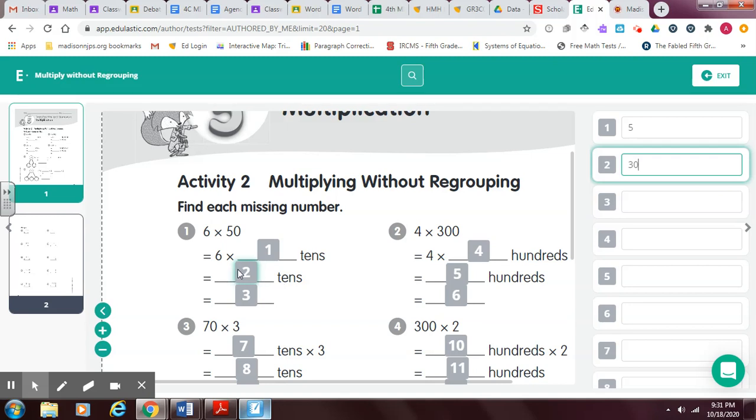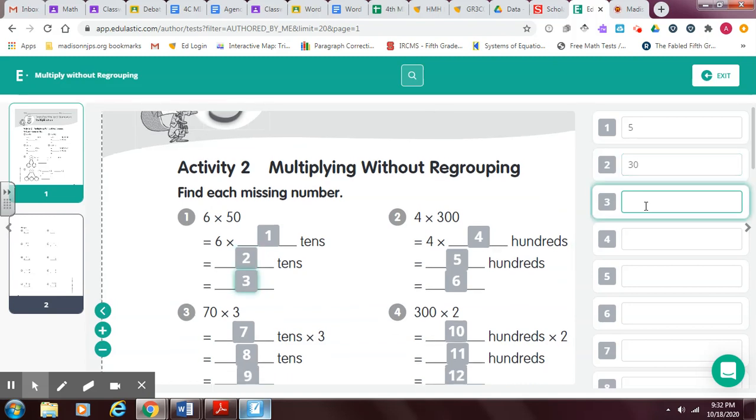So now I see that the line says 30 tens. Well, if I have 30 tens, what number do I really have? If I have 30 tens, I really have 30, and then that's in my tens place. So I add the 0 in my ones, so I have the number 300.